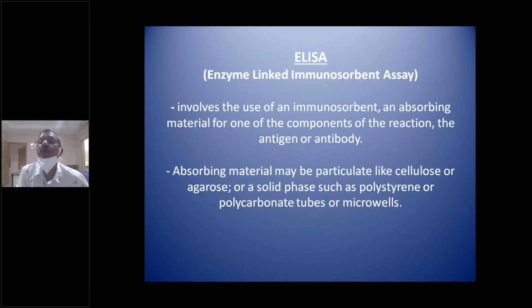It involves the use of an immunosorbent, an absorbing material for one of the components of the reaction, the antigen or antibody, so that there will be a formation of the enzyme, immunosorbent, antigen and antibody combination. Finally, the color is produced. The absorbing material may be particulate, like cellulose or agarose, or a solid phase like plastic, polystyrene or polycarbonate tubes or microwells, in which we observe the reaction.